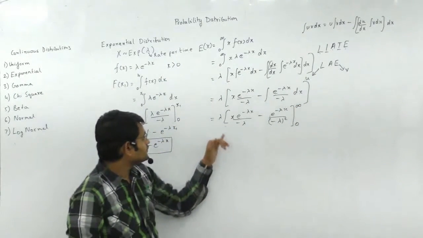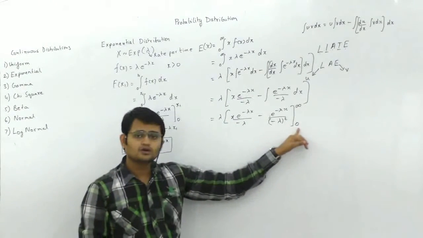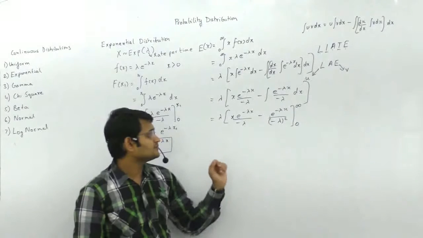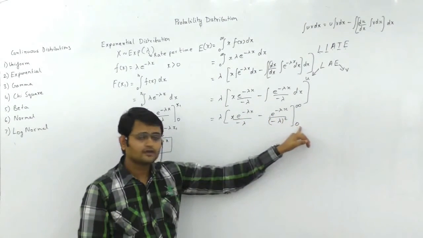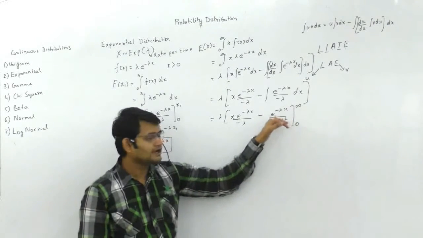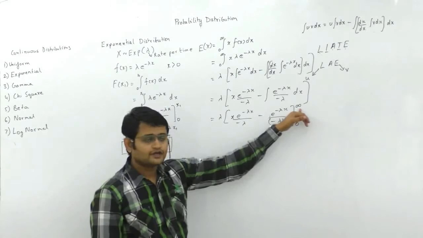So first of all, this first term, when I put x equals 0, I am going to get 0. When I put x equals 0 in e raised to minus lambda x, I get 1. But what happens when we put infinity?